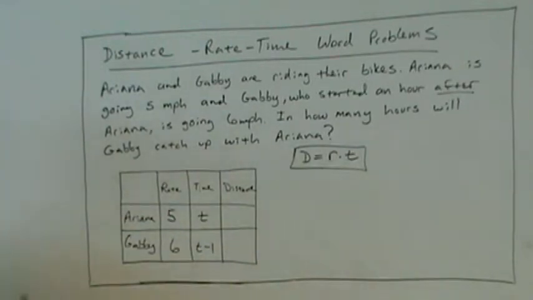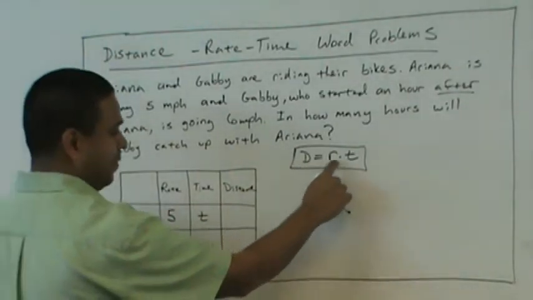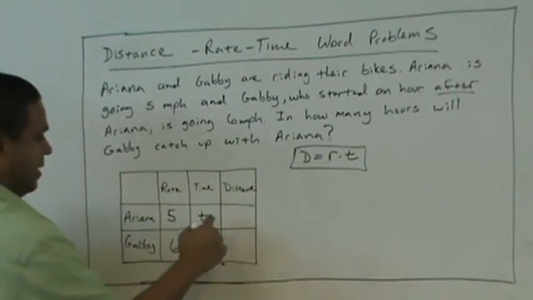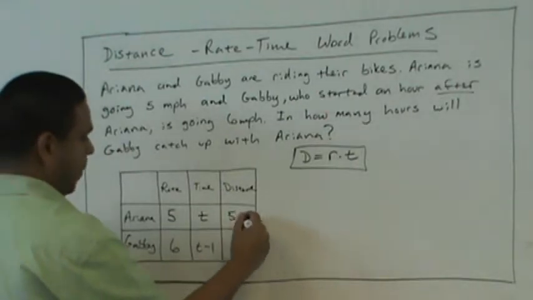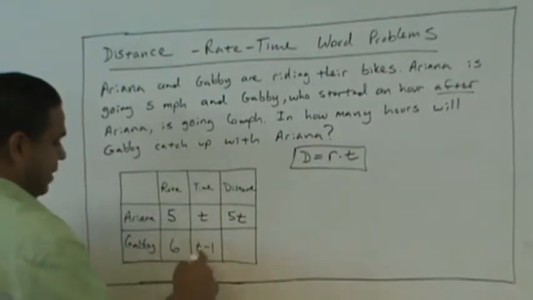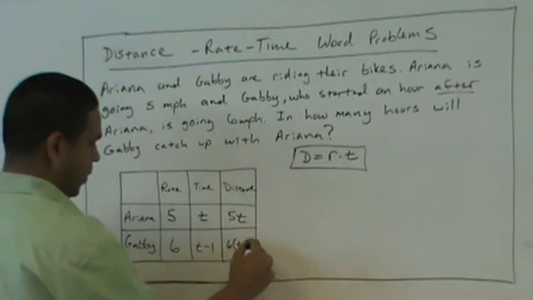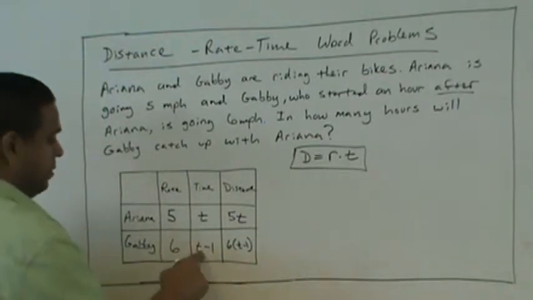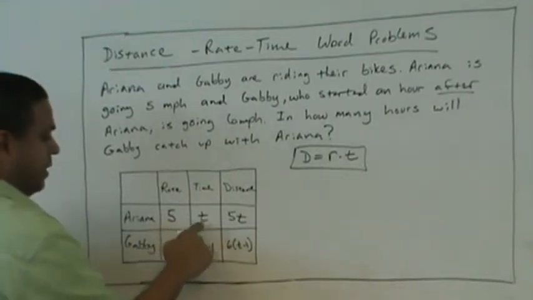Okay? Then how do we find their distance now? Multiply the rate times the time. So the rate times the time gives us the distance. So 6 times the quantity t minus 1, and 5 times the t.